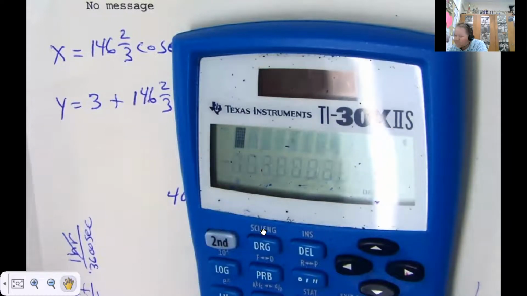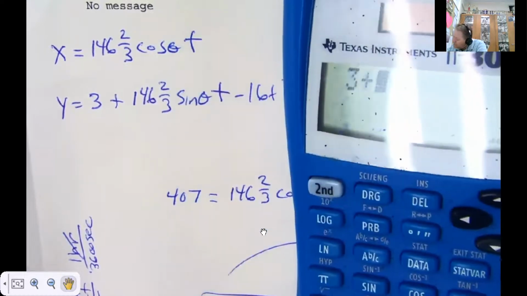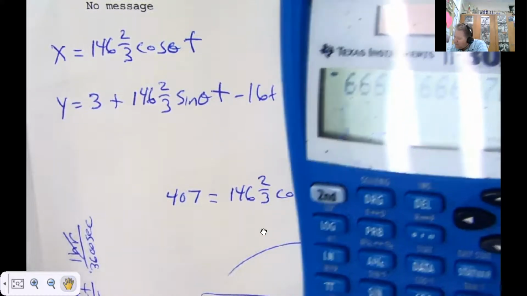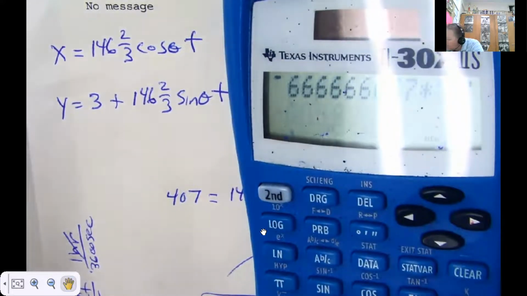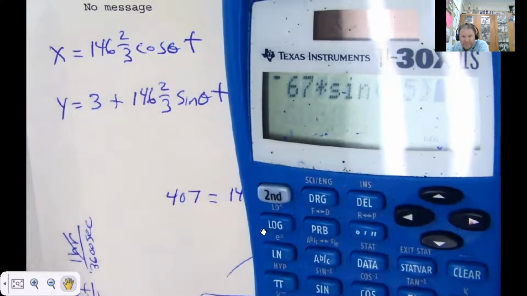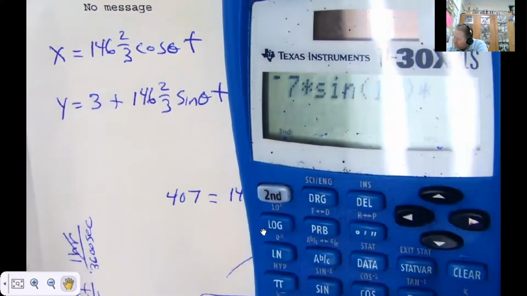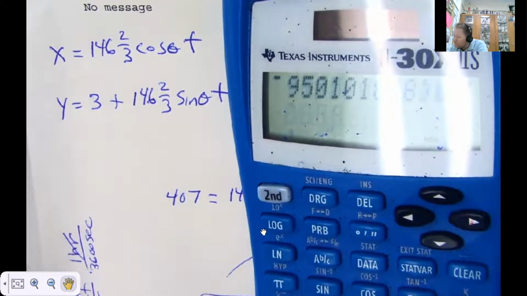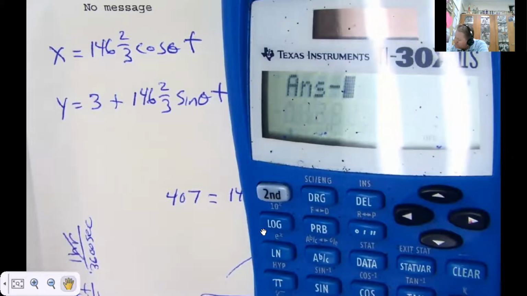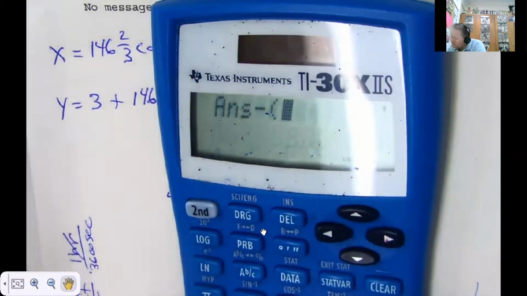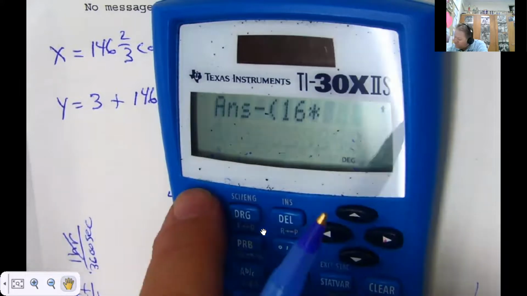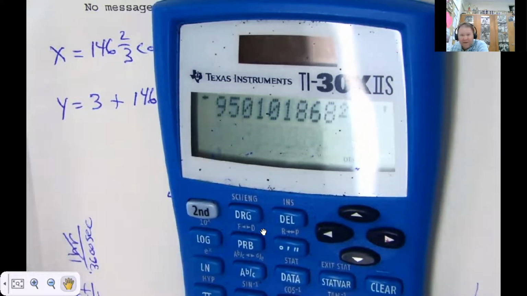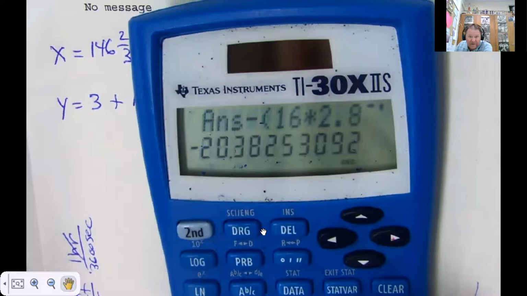It was 3 plus the initial velocity times the sine of 15 degrees times that time, that 2.9 seconds. I'm going to hit equals, minus, and then I've got 16t squared, so it's going to be 16 times that stored value squared, and it comes out to be negative 20 feet.